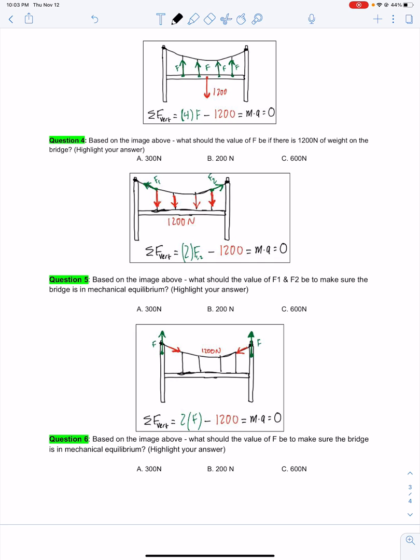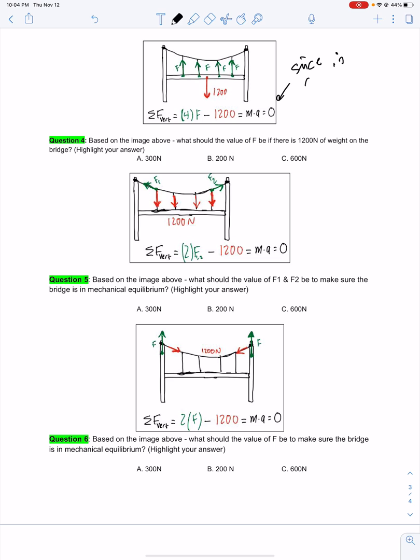If our load is in the center of our bridge, then our suspension cables are quite literally picking up the slack. And so we get the net force is equal to 4 times the tension in the suspension cables, in this case they're all equal, minus the weight that's on the bridge, 1,200 newtons. That's equal to the mass of the bridge times the acceleration of the bridge, and since we're in equilibrium, it's equal to 0.